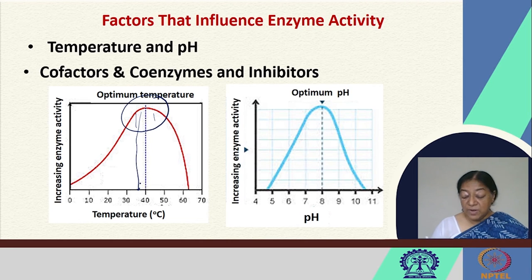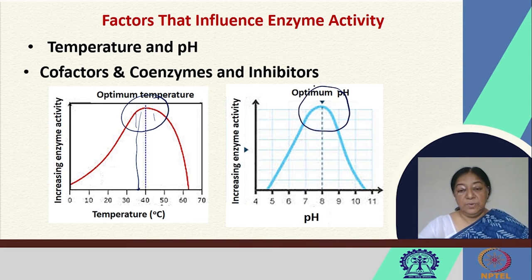Similarly, we would have an optimum pH for most enzymes, around 7 to 8, 7.4 being the physiological pH.